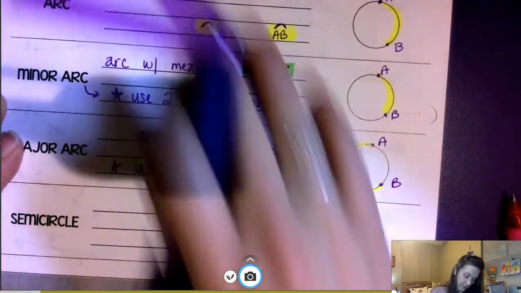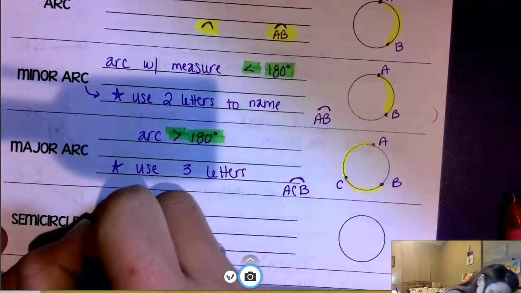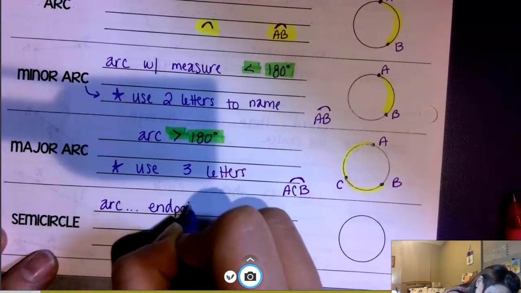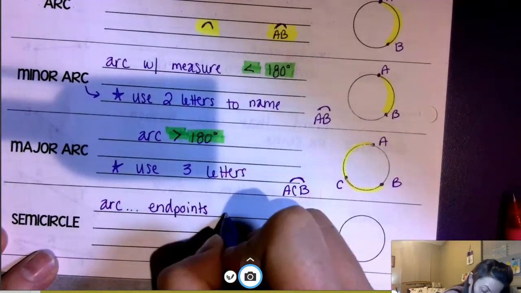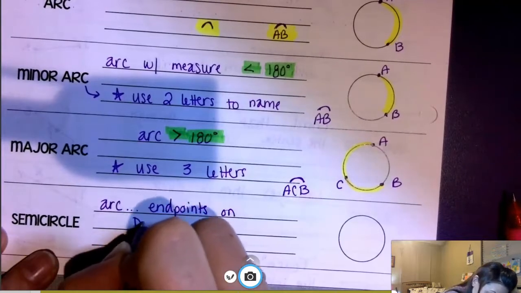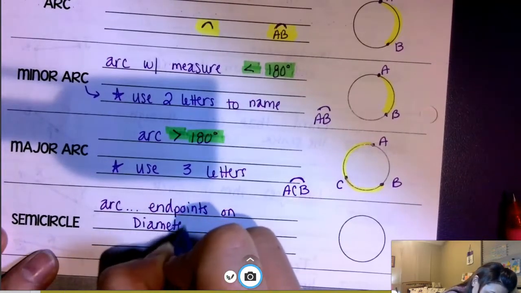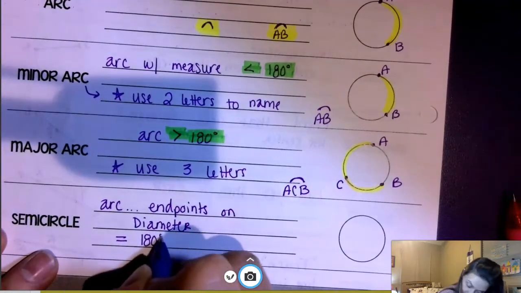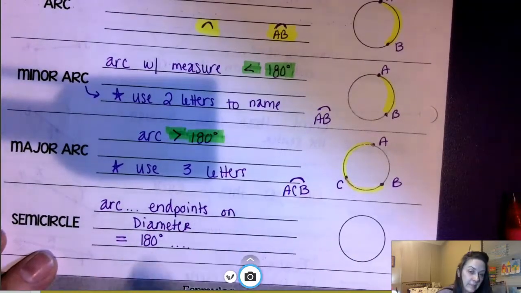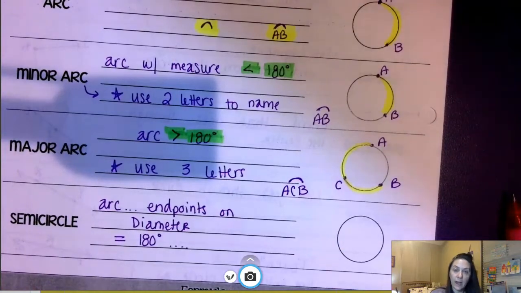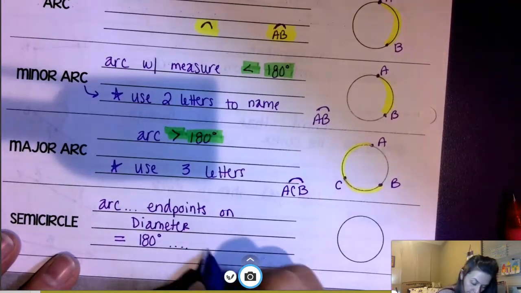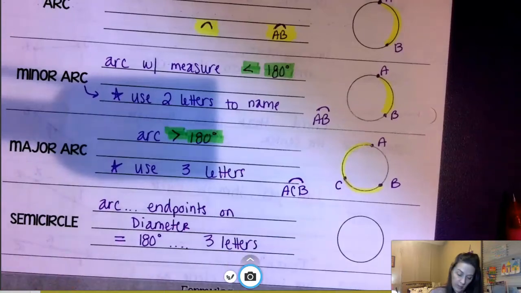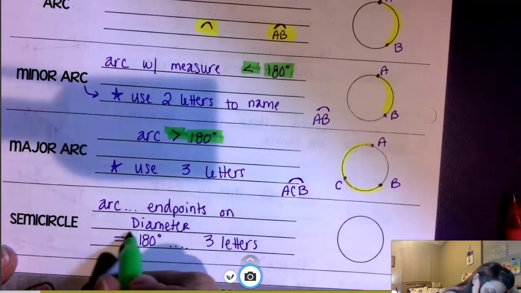Now a semicircle. An arc where the endpoints are on the diameter. It is exactly equal to 180 degrees. And because it's not less than 180, you have to use 3 letters, so you know whether or not you're going on the top part or the lower part. So again, this one is equal to 180.